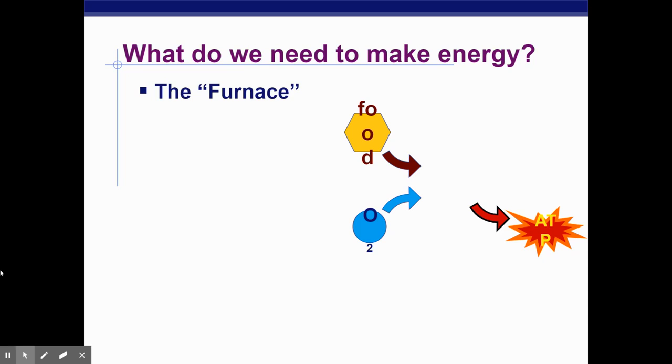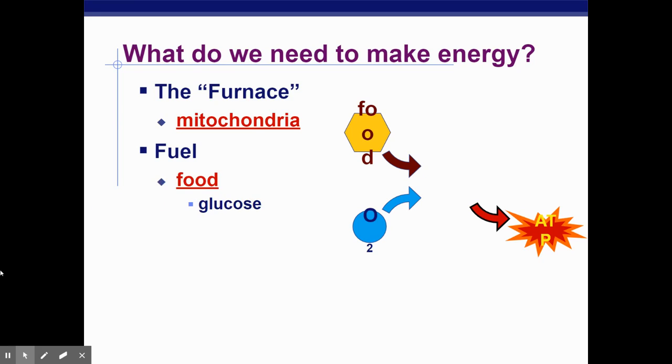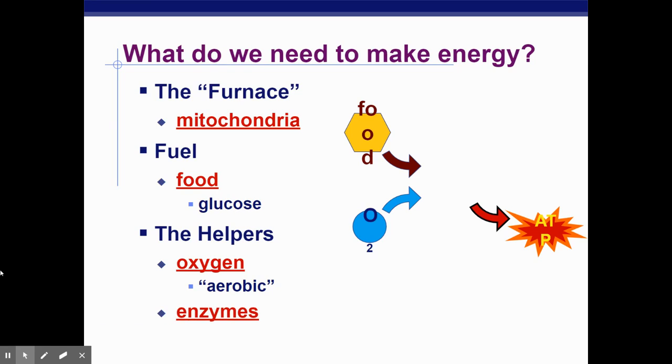Okay, so what do we need to make this energy? So our furnace, which is the mitochondria. We need some fuel, which is food, and something like glucose. And then there's helper molecules. We're going to need oxygen to help out. And if oxygen is present, it's called aerobic. That's the term that means oxygen is available or oxygen is present. It's aerobic. And then we always need enzymes.